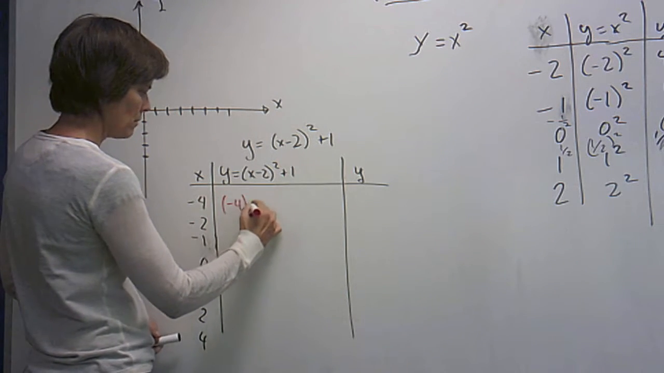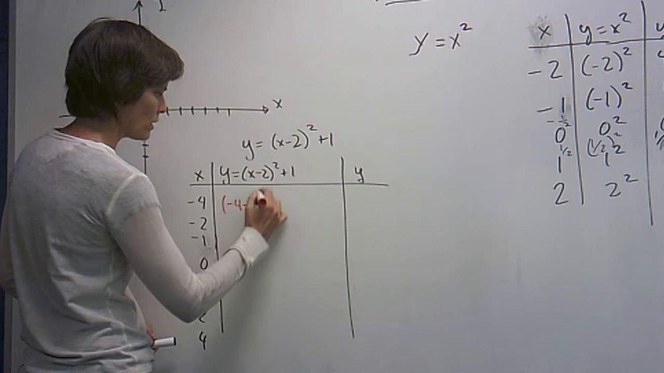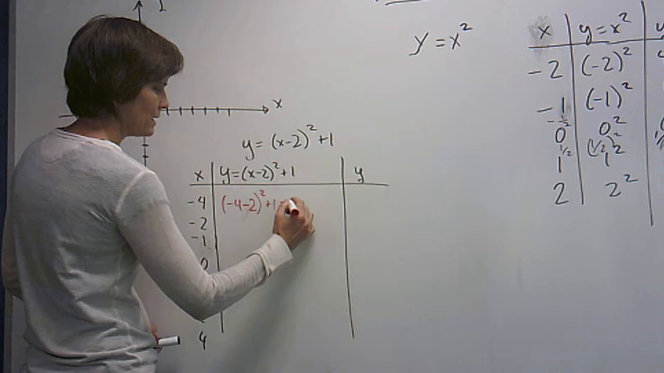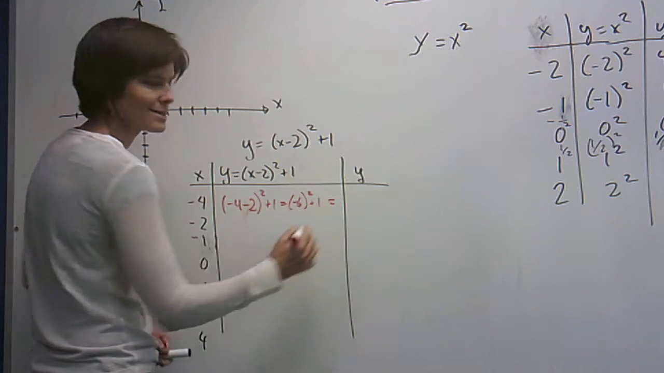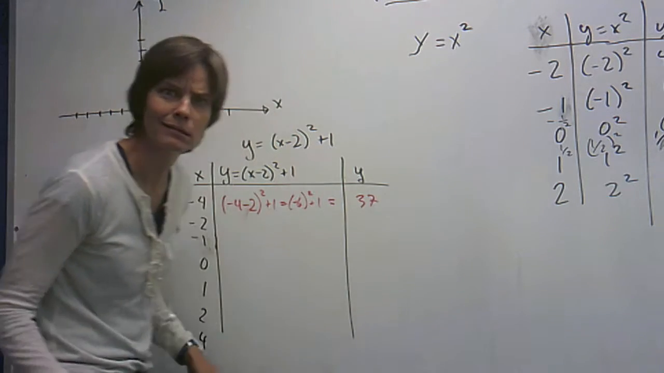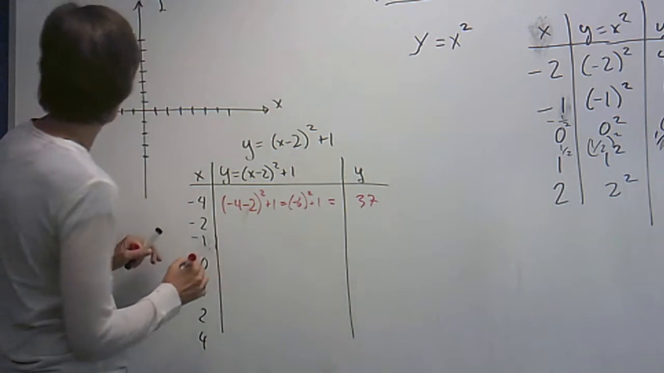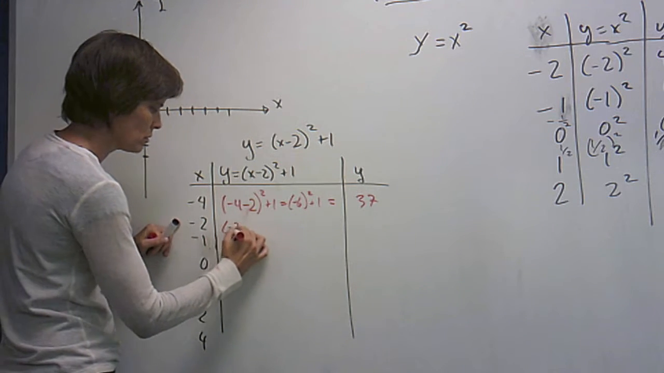Negative 4. Negative 4 minus 2, quantity squared. That is negative 6 squared. That is 36 plus 1, 37. I don't want to plot that, but you know. Negative 2.